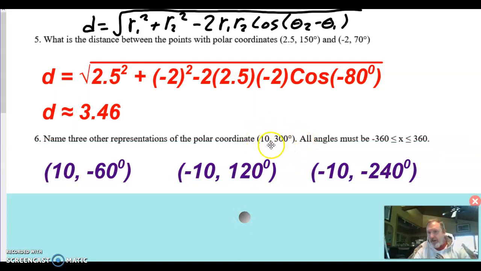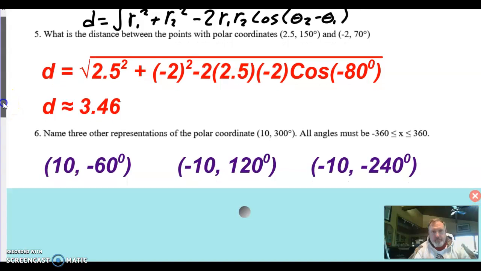All right, 3 other representations of the coordinate here. So we have 10, 300. The first one will be the negative equivalent of this, which is 10, negative 60. Then we can go on the other side of the circle. So 180 degrees to the other side is 120, but then I've got to make r negative. So negative 10, 120. And then what I will do is take the negative equivalent of this, which is negative 240, and that r value stays negative. So again, all 3 of these are the same spot as this one. Make sure that your degrees here are between negative 360 and positive 360.